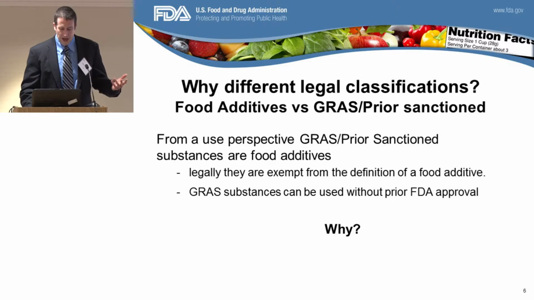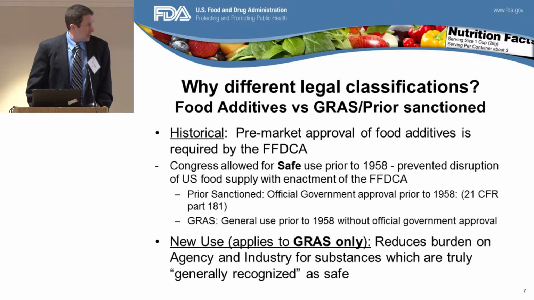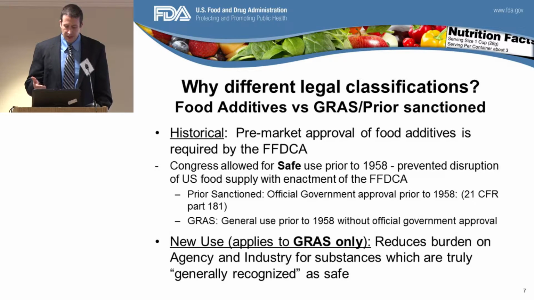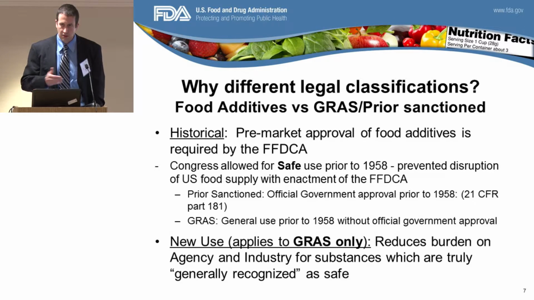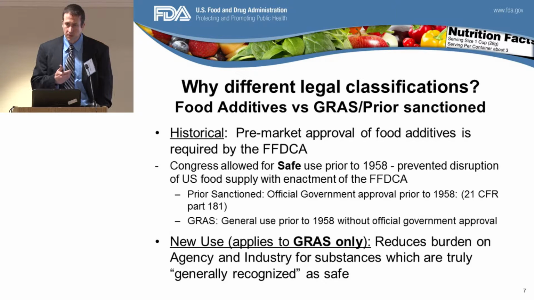But why is there this difference? The main reason is historical, and what the definition of a generally recognized as safe or prior sanctioned material is. So historically, once the Food, Drug, and Cosmetic Act was passed in 1958, it required pre-market approval of any food additive before it's used in food. So before it's added to food, before it's used as a food contact material, it's required that you come to FDA and get pre-market approval.